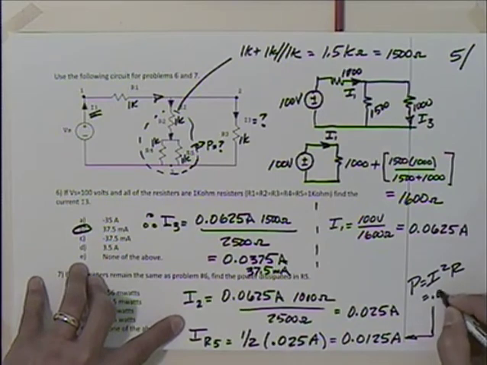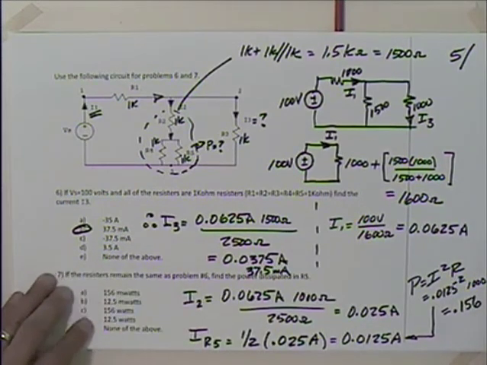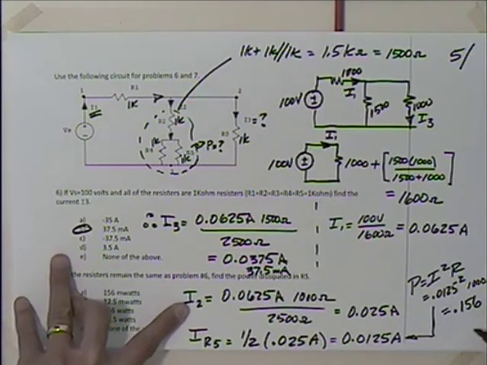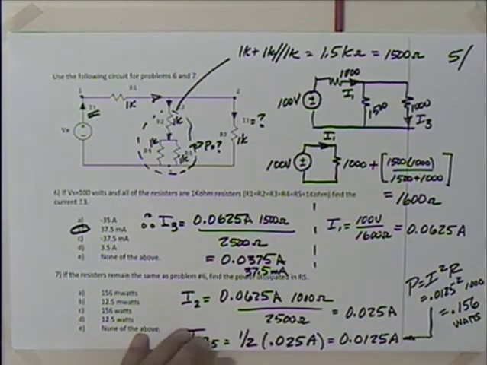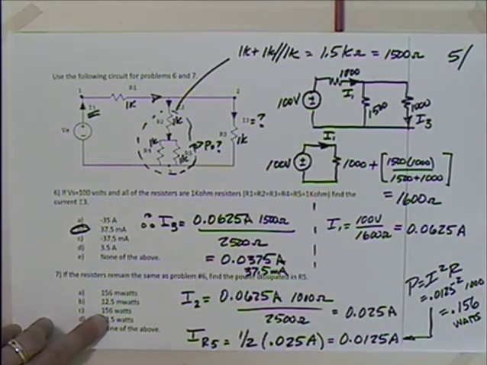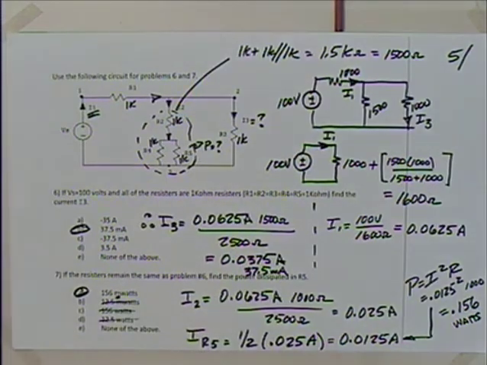Then we'll use our old friend, I squared R. So we have 0.0125 squared times what was our resistance? 1,000, which gives us 0.156, and that's watts. 0.156 watts. What can I do with 0.156 watts? Certainly not 156. Nowhere near 12. 156 milliwatts. We got the milli in there, so I think we're good with that. So that'd be answer A.